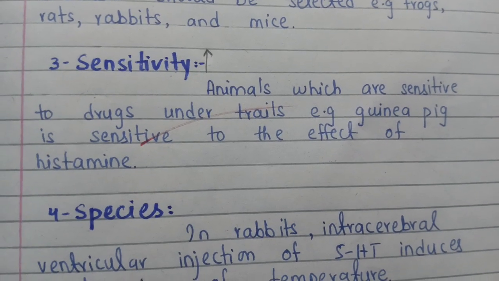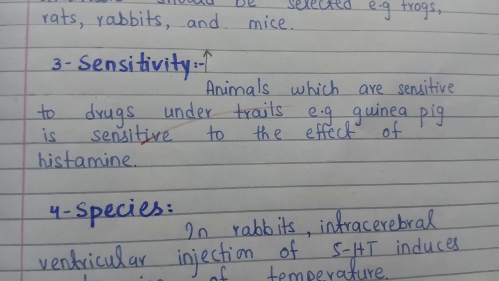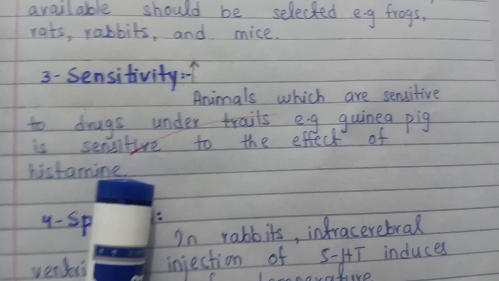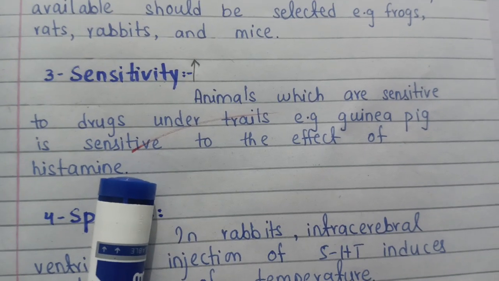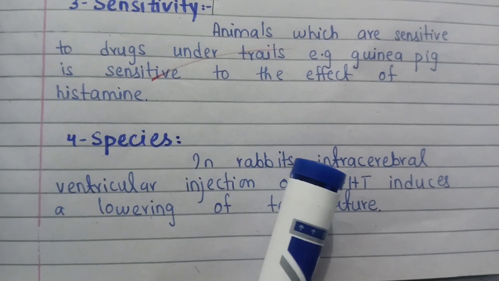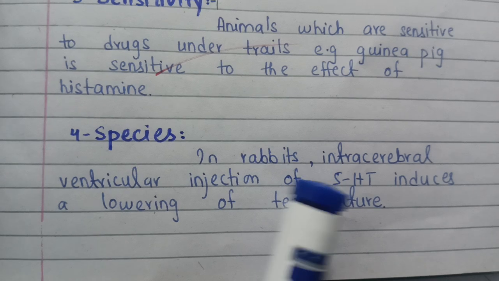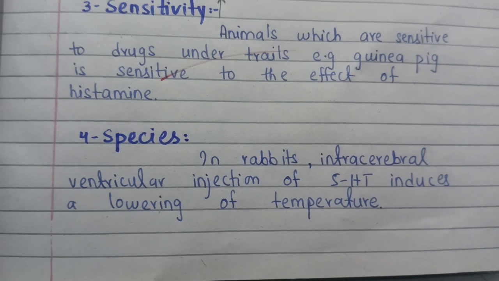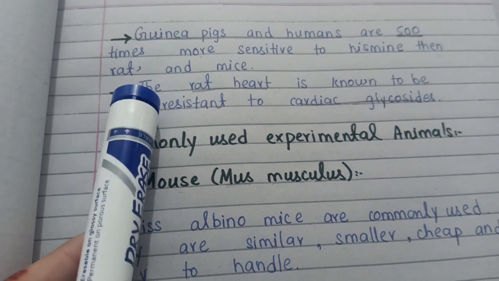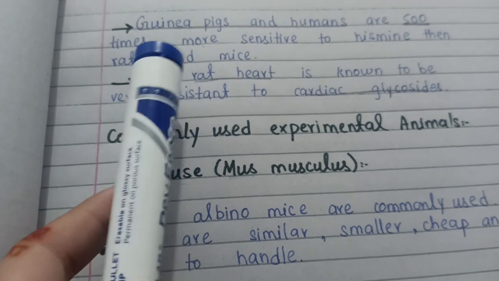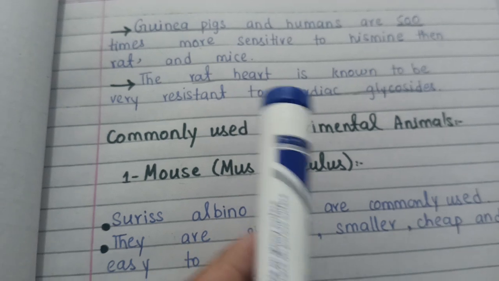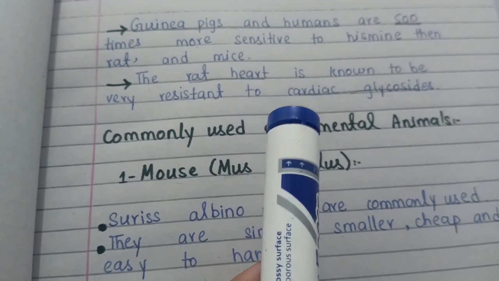The third property is that the animal should be more sensitive to our drugs. Like the pigs, they are more sensitive to histamine, so we can perform all the histamine tests on the pigs. Their species should be available in high quality. In rabbits, intracerebral injections of 5-HT induce a lowering of temperature. Pigs and humans are 500 times more sensitive to histamine. This is the common thing about pigs and humans. And the rat heart is very resistant to cardiac glycoside.